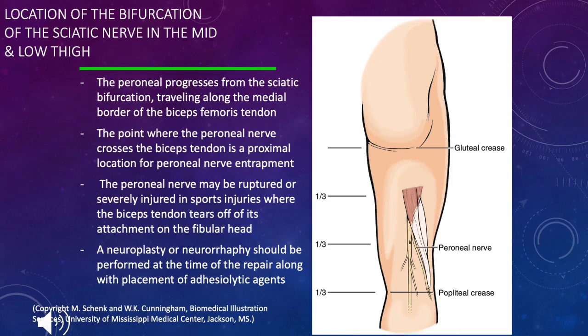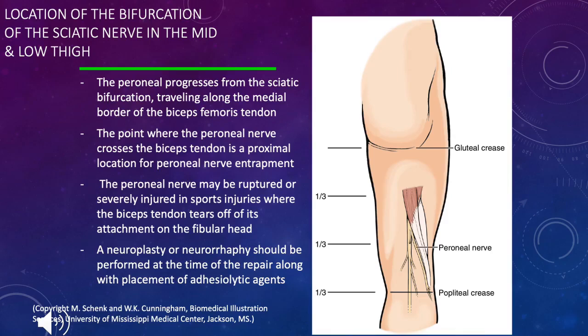There can be an entrapment at the point where the nerve actually crosses over the posterior aspect of the biceps femoris tendon, and palpation across this can be helpful to understand more proximal peroneal nerve entrapments.